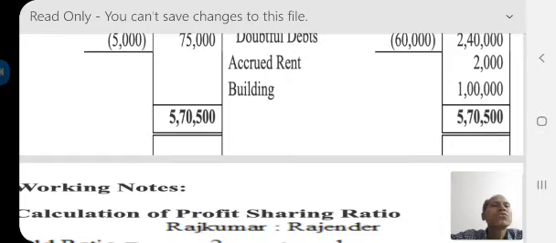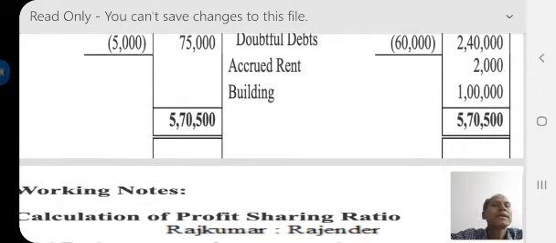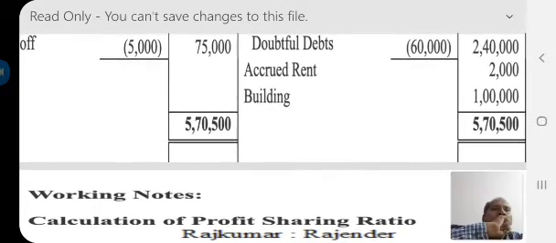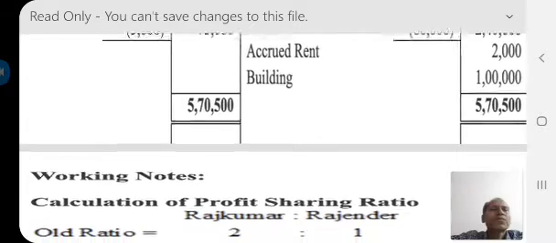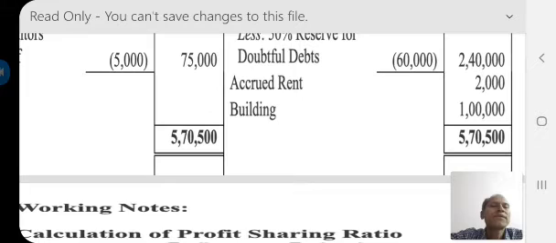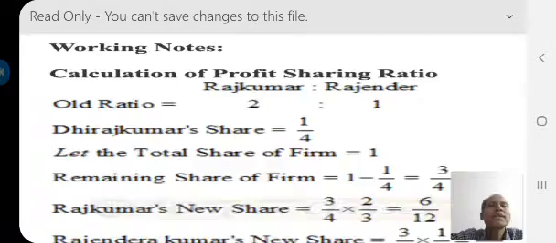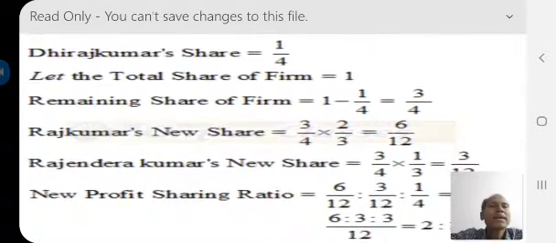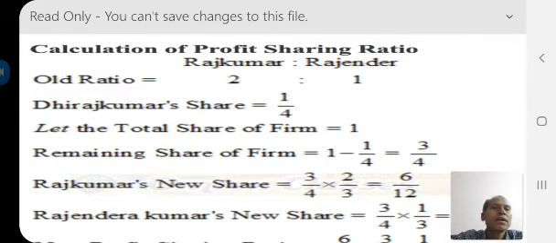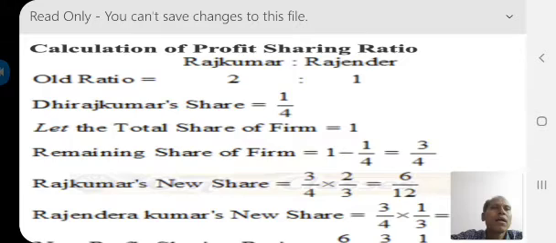Next, accrued rent 2,000, already mentioned. It is an asset. And building, it is given 1 lakh, and here we have written 1 lakh. And now both sides of the balance sheet total 5,70,500. In this, the ratios are already calculated. These are the working notes. It will be very useful to you.